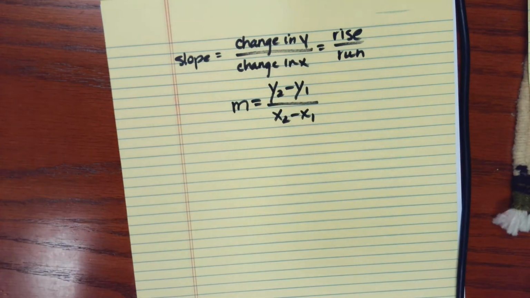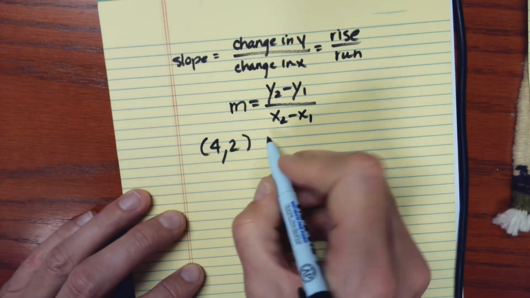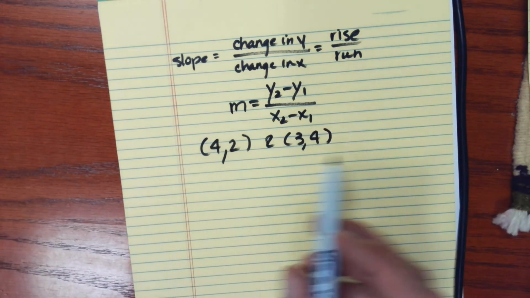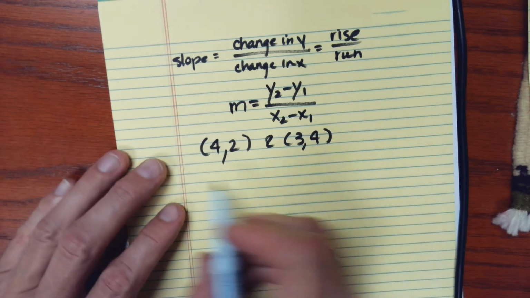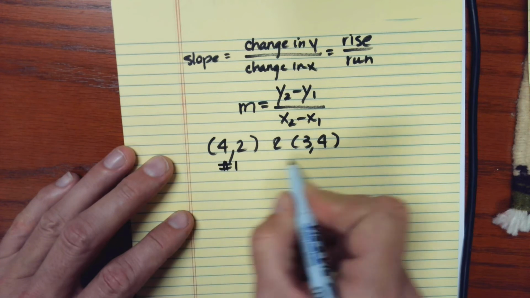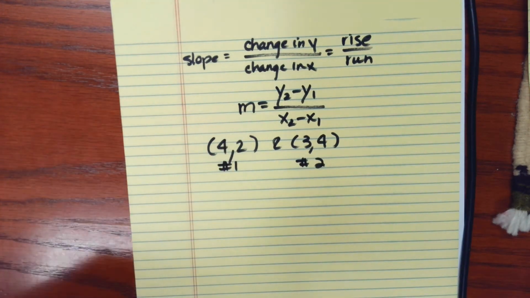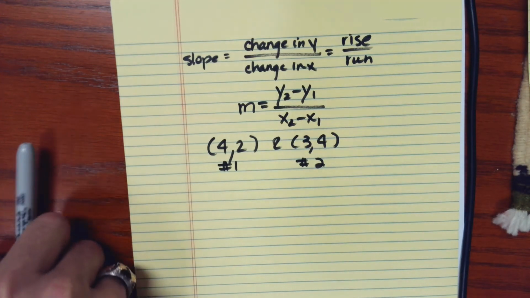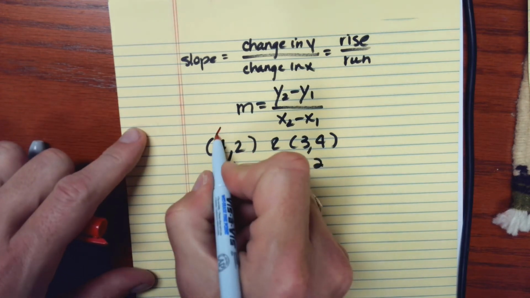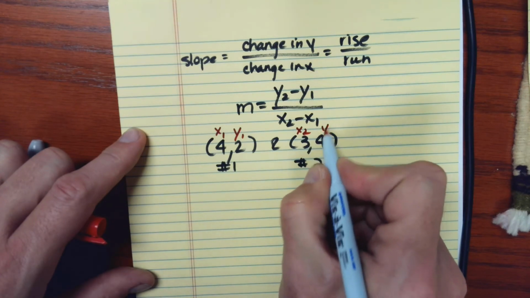So let me give you an example. Let's say we have the points (4, 2) and (3, 4). It's arbitrary which of these we consider point number 1 and point number 2, but just because they're listed in this order, let's say that this is number 1 and this is number 2. So I'll consider this value to be x1, and this will be y1, and this will be x2, and this will be y2.